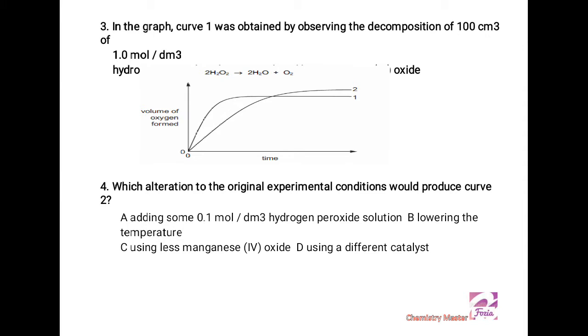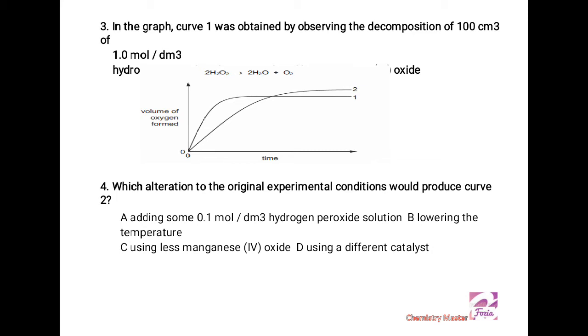The third MCQ is based on graphs. Just see which reaction is going on. Hydrogen peroxide, H2O2, is decomposed to oxygen and water, H2O. Now you see there are two graphs. Curve 1 was obtained by observing the decomposition of 100 cm³ of 1.0 mol/dm³ hydrogen peroxide. Now, which alteration to the original experiment condition would produce curve 2?